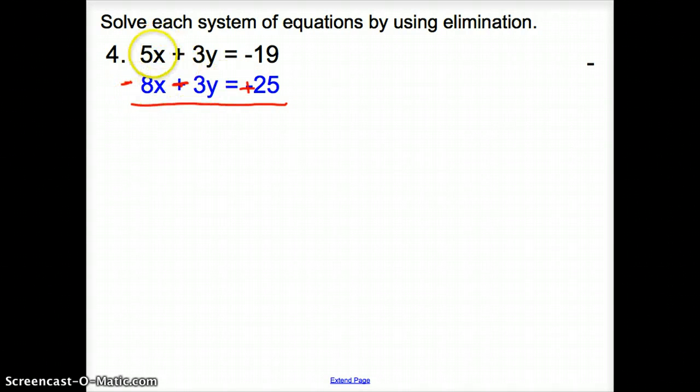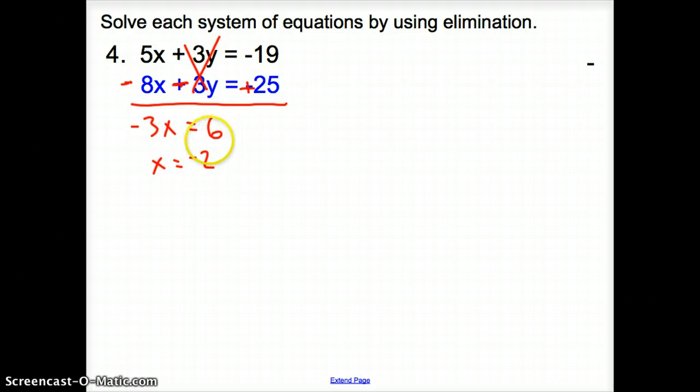So we subtract. So it's 5x minus 8x is a negative 3x. 3y minus 3y is 0, so I'm not even going to write that down, equals negative 19 plus 25 is a positive 6. Now I'm going to divide by negative 3, so x equals a negative 2. So I already found my x. My x is negative 2.